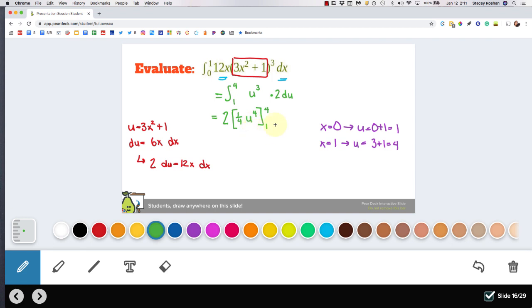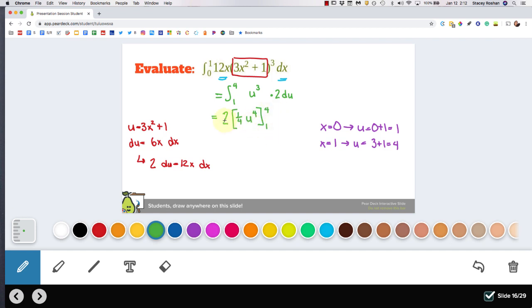Okay? If you have u's, just stick with u's, because if u changes back to an x and you need to change your bounds back to the x bounds, you have to stay consistent. You have to remember that these are u bounds, so that must be a u there. If you're going to change this to an x, you need to change back to x bounds, and why would you want to do all that extra work?